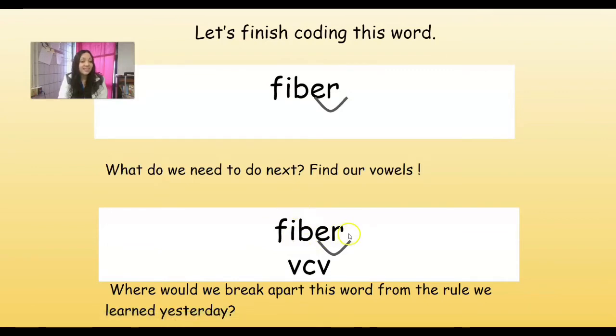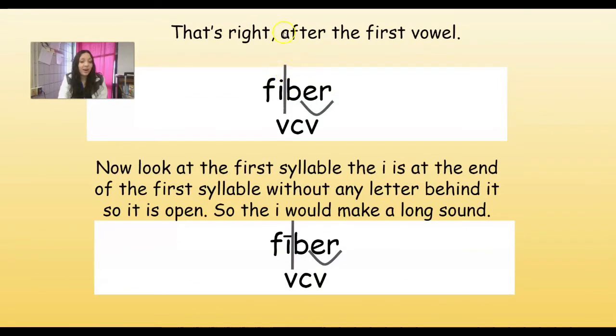Oh, you think so? Let's see. We're going to break it apart after that first vowel, okay? So now I have just F-I as my first syllable, and my second syllable is B-E-R. Since F and I are my first syllable, remember that I has the wall up. It doesn't have anything behind it. Remember, we act like there's nothing on the other side of that wall. So since it has nothing behind it, it is open, and it's going to be long.